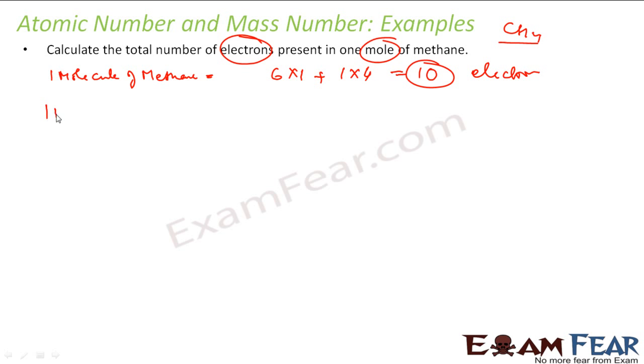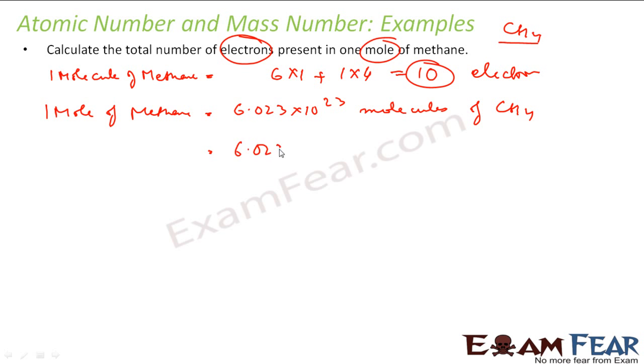I know 1 mole of methane is nothing but 6.023 into 10 to the power 23 molecules of methane. I hope you understand this. And these many molecules of methane means these many molecules, with 1 molecule having 10 electrons, so these many electrons. And that is my answer. If you solve this, it becomes 6.023 into 10 to the power 24 electrons.